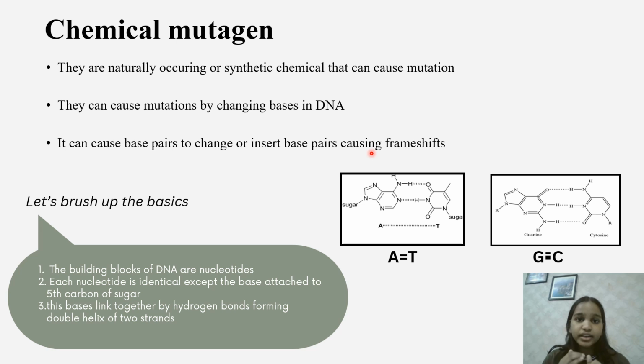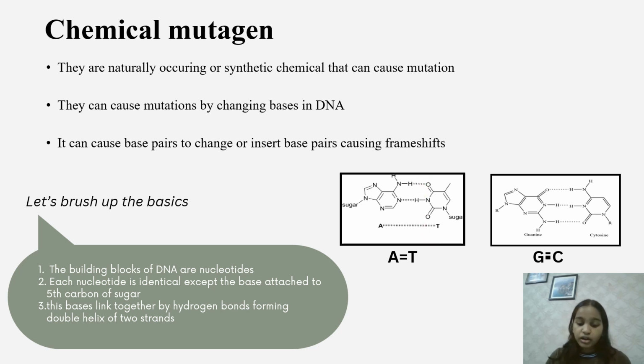As we all know, DNA contains deoxyribose sugar, phosphate groups, and nitrogenous bases. There are two types of nitrogenous bases, purines and pyrimidines. In purines, we have adenine and guanine, and in pyrimidines, we have cytosine and thymine. Adenine pairs with thymine by forming two hydrogen bonds, and guanine pairs with cytosine by three hydrogen bonds. And all these hydrogen bonds ultimately form the double helix structure of the DNA. This was all about the basics.